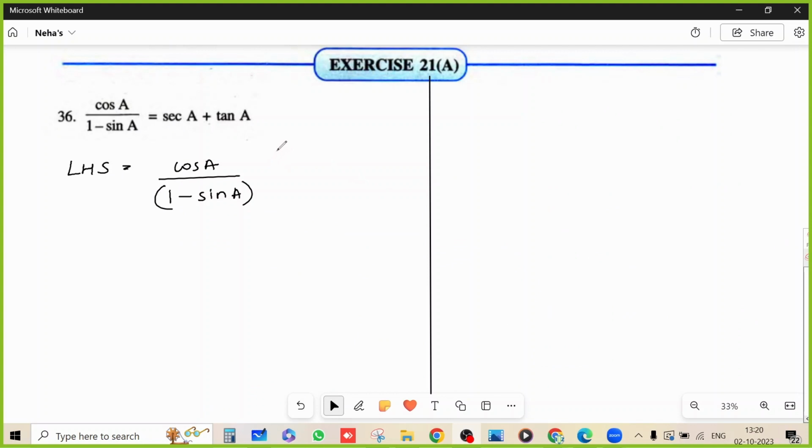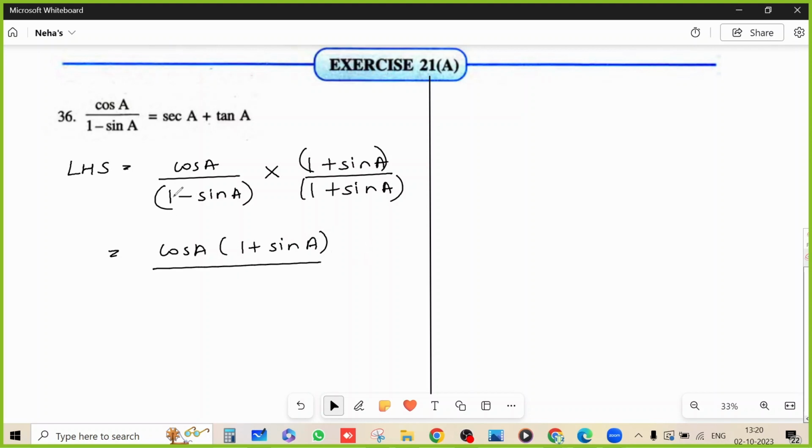Let's now solve the question number 36. The LHS here is given as cos A divided by 1 minus sin A. Now we will multiply both the numerator and denominator by 1 plus sin A. The numerator will become cos A into 1 plus sin A, and the denominator will become 1 minus sin square A, because 1 minus sin A into 1 plus sin A is equal to 1 minus sin square A by the formula A plus B into A minus B is equal to A square minus B square.